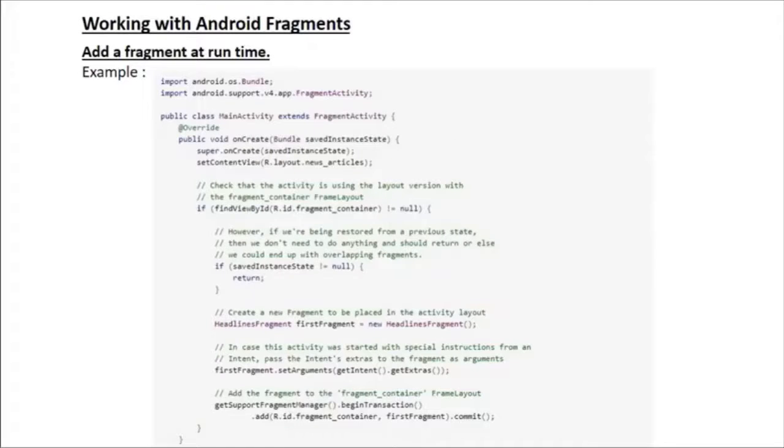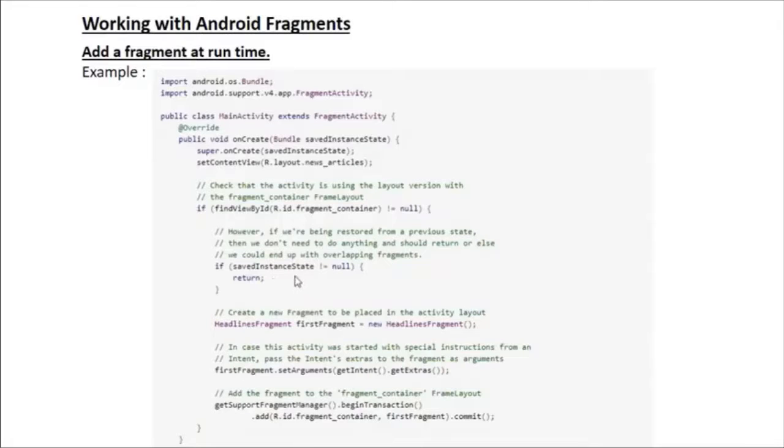So here is an example of how to add a fragment at runtime. Here is a simple activity that extends FragmentActivity. First we have to check whether the container is available in the activity's layout file. We check that by using the findViewById method. If it is not null, we can add the fragment to the container.